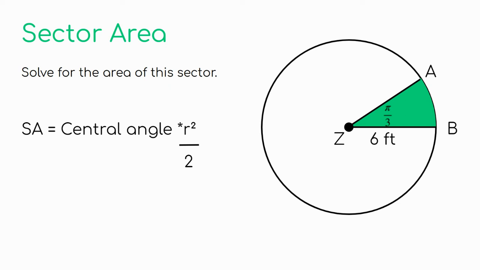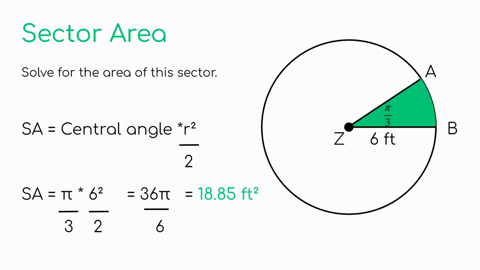So I'm going to fill in my angle and my radius. My central angle is pi over 3 times my radius is 6, so 6 squared over 2. So I have pi over 3 times 6 squared over 2. I'm going to multiply straight across. Pi times 6 squared is 36 pi. 3 times 2 is 6. So I got 36 pi over 6. If I wanted an actual number, I would do 36 times pi divided by 6. You get 18.85 feet squared.